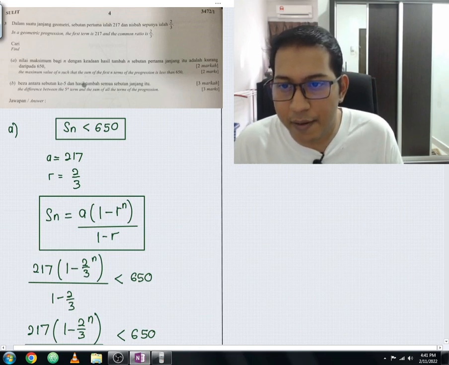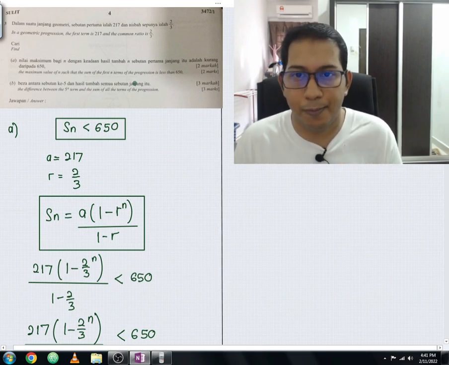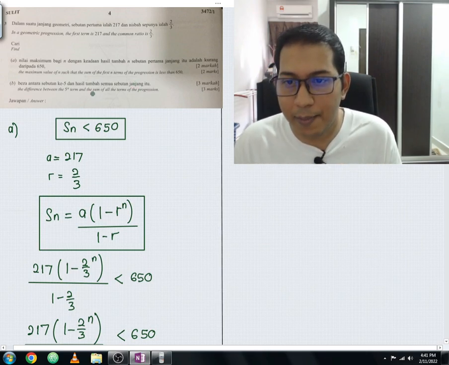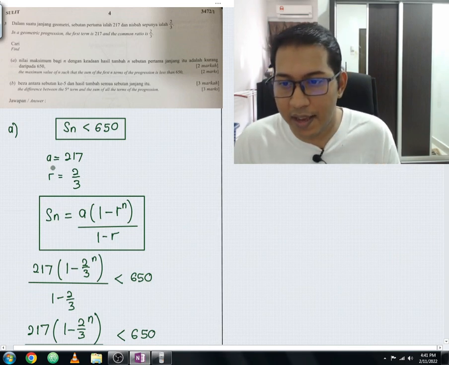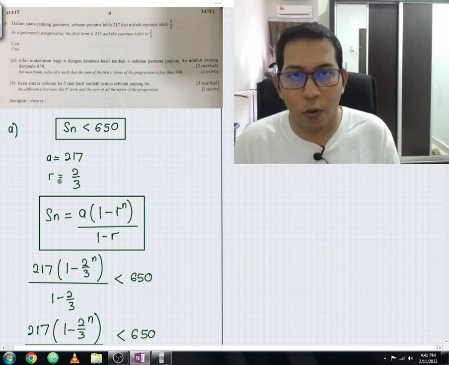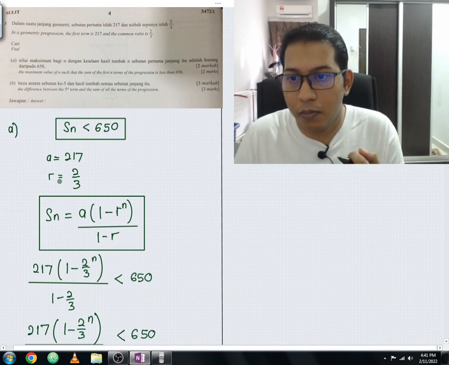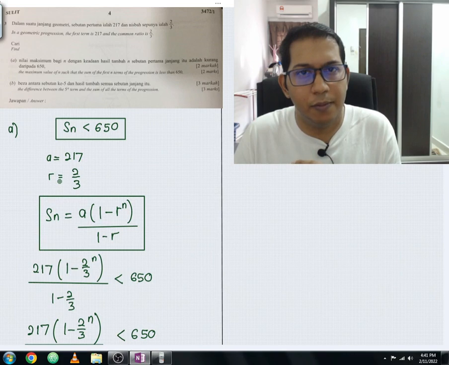Did the question ever mention the final sum of all the progression? No. So how do we find the sum of all the terms of the progression? However, they gave us a hint. They gave us the first term and the common ratio, and most important, your common ratio R is less than 1. They already give the first term A, common ratio less than 1.